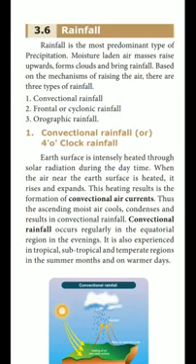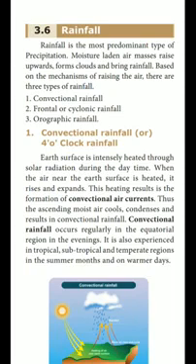Earth's surface is intensely heated through solar radiation during the daytime. When the air near the Earth's surface is heated, it rises and expands. This heating results in the formation of convectional air currents. Thus, the ascending moist air cools, condenses and results in convectional rainfall.